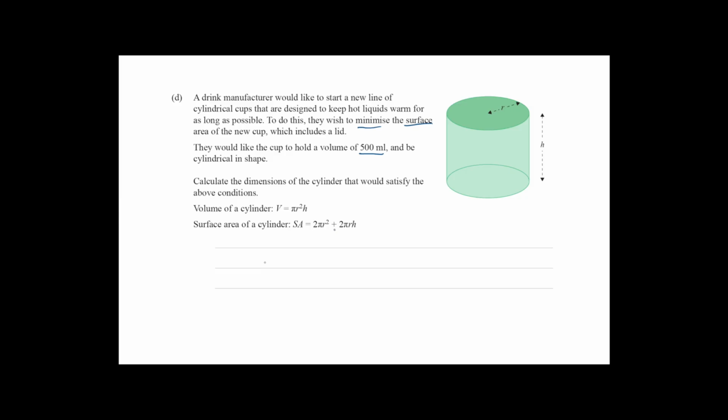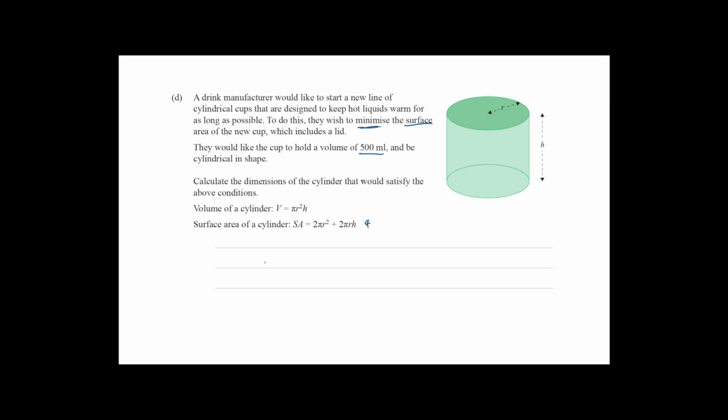Okay. So the first thing is they want you to minimize it, so you're going to be differentiating. So at some point you're going to be differentiating that. And there are two variables here, R and H. So we could do it using multivariable calculus, but we're not going to do that because they're linked anyway. So they want the volume to be 500 mils.